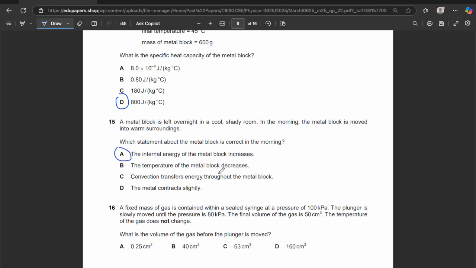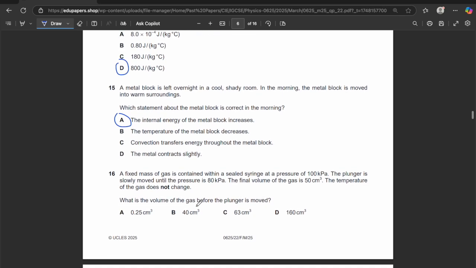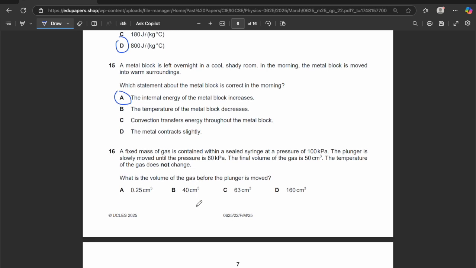The temperature of the metal block decreases. Well, that's a bit the opposite of what's happening, right? Because it's moved into a warm surrounding. And C, convection transfers energy throughout the metal block. Convection doesn't occur in the solid thing because the particles can't move. And the metal contracts slightly. That's not true. If it's in the hotter surrounding, then it might expand and not contract. So 16.